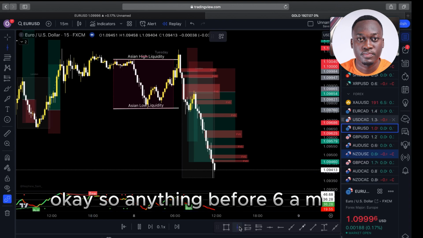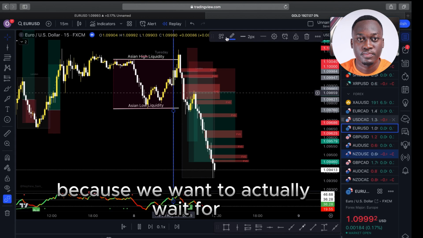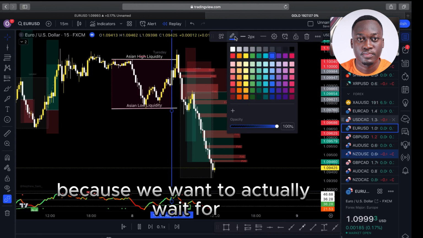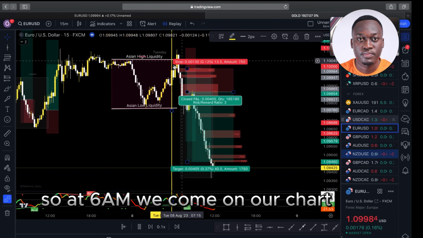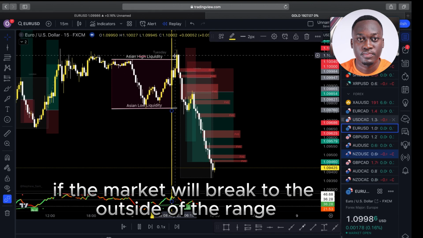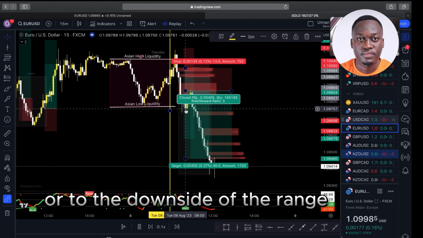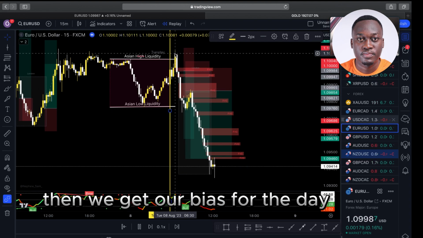So anything before 6 a.m. GMT, we don't want to be involved in the market, because we want to wait for the Asian range to be completed. So at 6, we come on our chart, and then we are waiting to see if the market will break to the upside of the range or to the downside. And once it breaks to the upside, then we get our bias for the day.